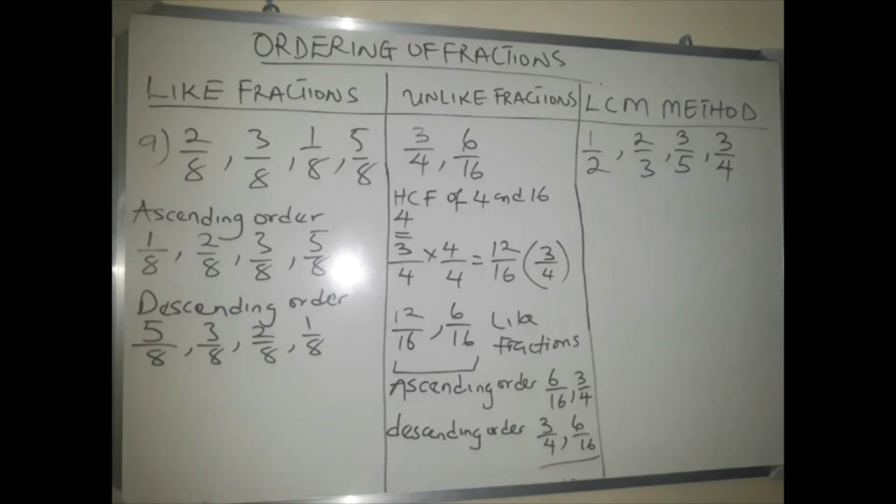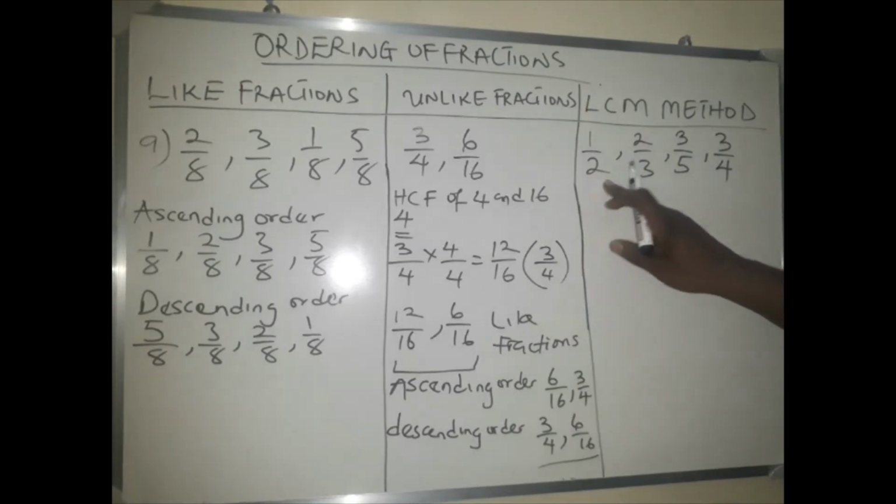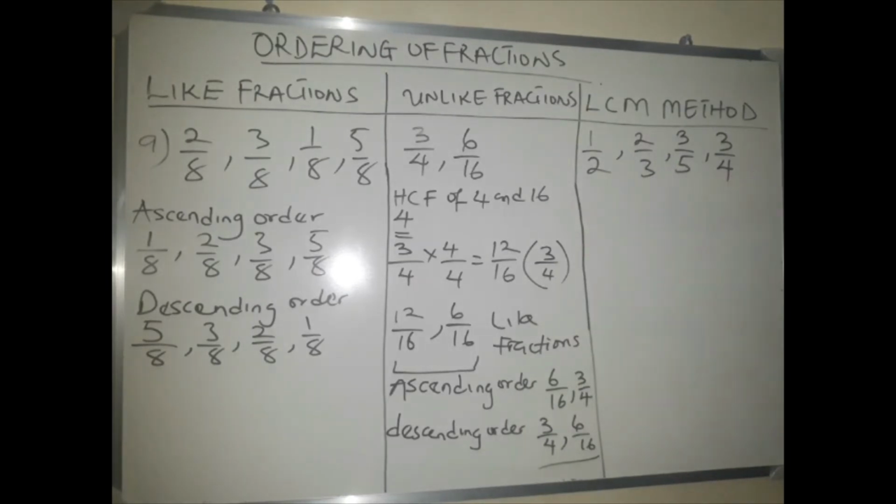Now we have another method which I'd like us to see, which I call the LCM method. You can see that these fractions that are here are all unlike fractions. They all have different numbers as their denominators. Now, if you're asked to arrange these numbers in ascending order, how do you determine which of them is the larger and which of them is the smaller and which one of them follows?